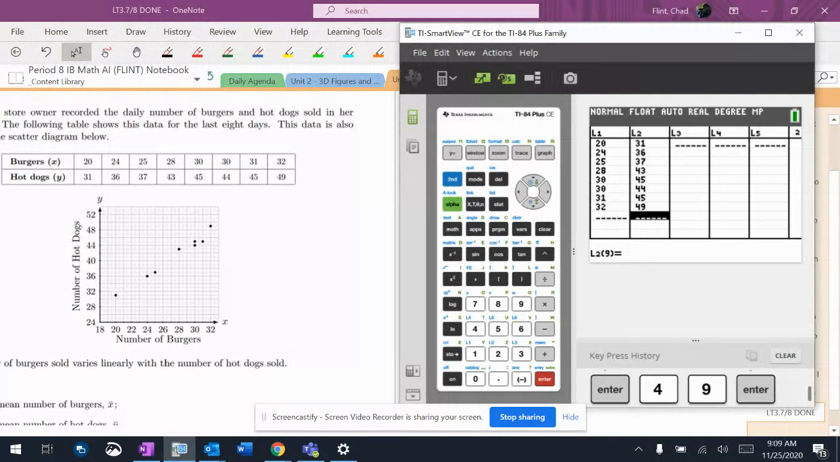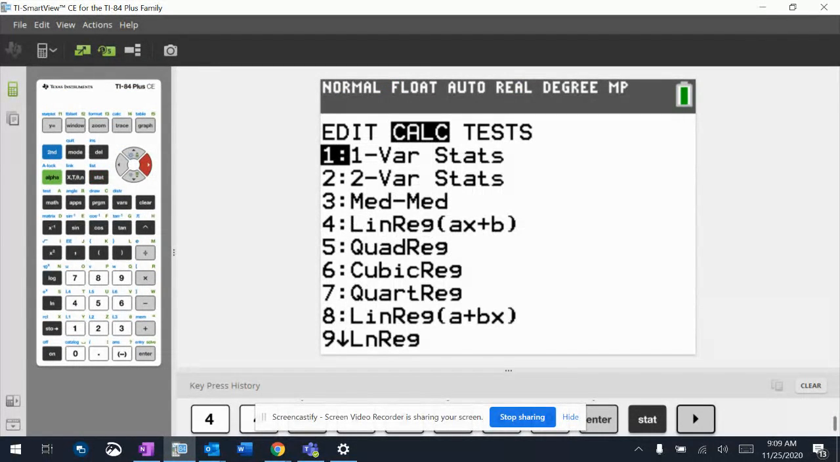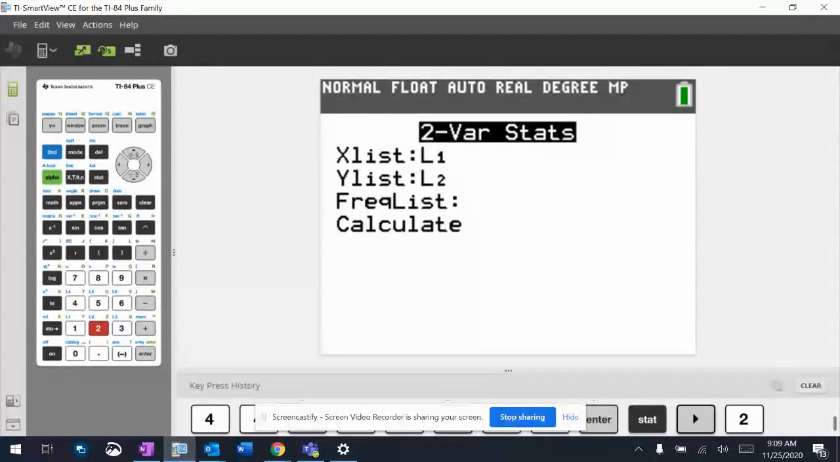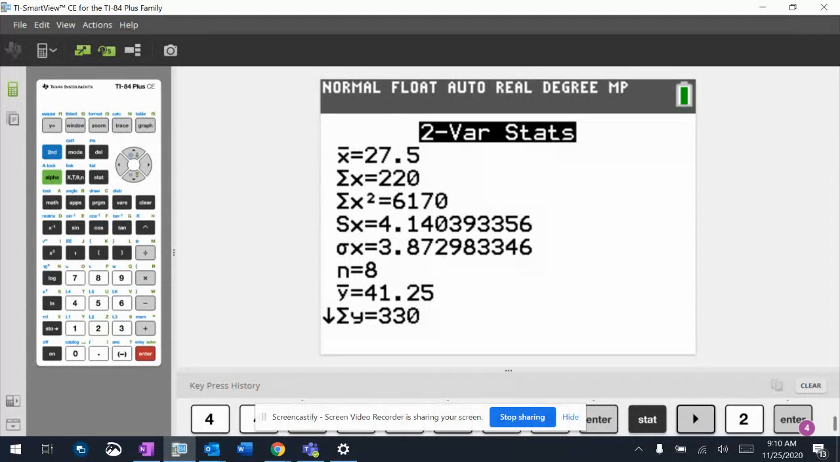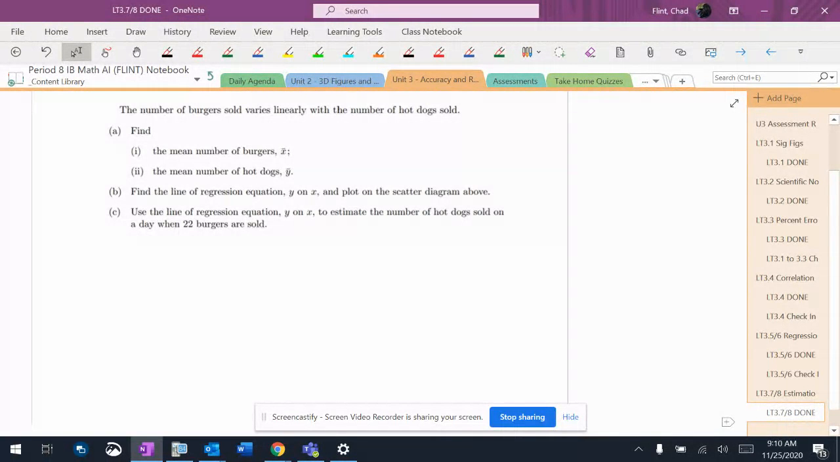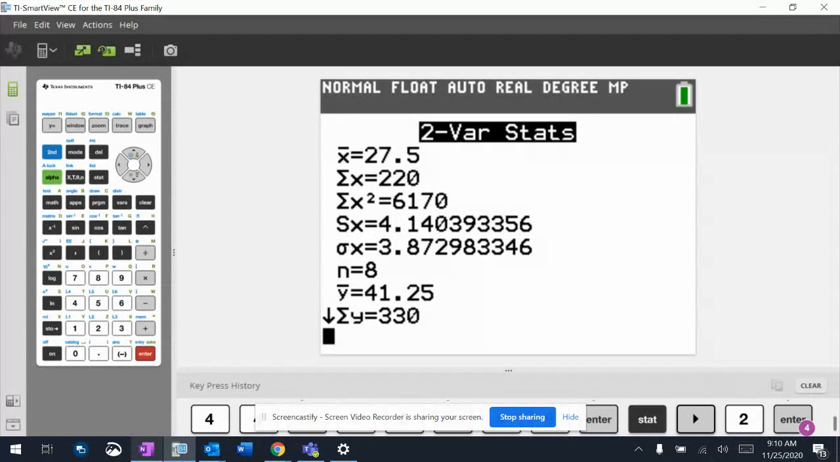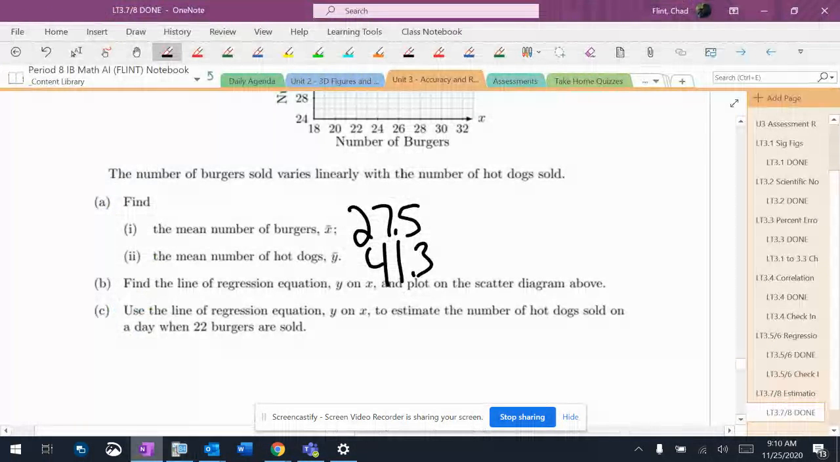Okay, so there's all of those in there. Then I'm going to make that bigger. Stat, calculate. Now I want the mean. That's in number 2. Two variable stats will give you the means. So there's my x bar and there's my y bar: 27.5 and 41.3. So the mean of x is 27.5, again, 3 significant figures, and then 41.3, 3 significant figures. Okay, so there's my means.